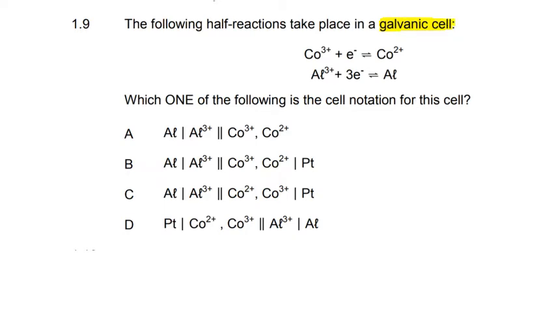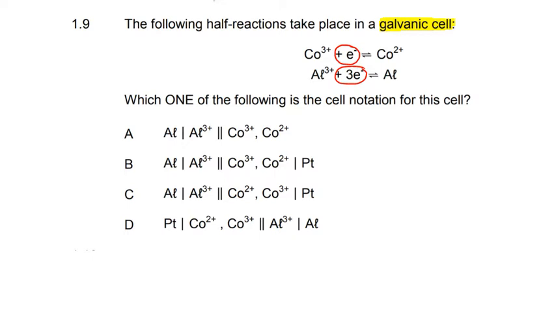Now let's just quickly look at these reactions. Note that these reactions both have the gain of electrons, so basically what these reactions are written as is reduction reactions. But of course we know for a galvanic cell to actually work, one of these reactions has to be an oxidation. Now it says, which one of the following is the cell notation of the cell?